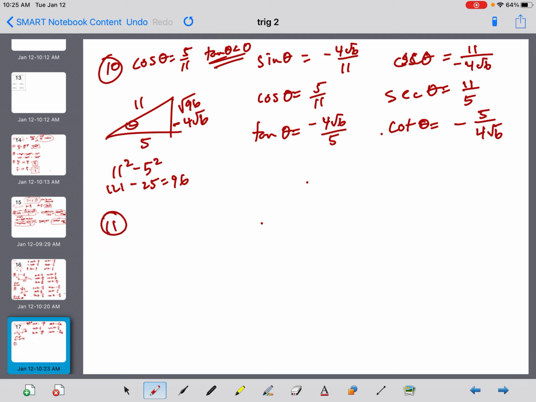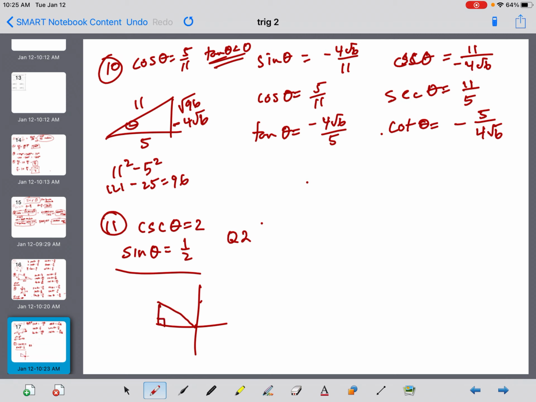Number 11 says that cosecant theta is equal to 2. Well, if cosecant theta is equal to 2, that means sine theta is 1/2. Now, it does say we're in quadrant 2. Quadrant 2 is negative, positive, so let's use this sine theta to build a right triangle over in quadrant 2. So we're going to build a right triangle over here, so it's going to be opposite over hypotenuse. This is going to be 1, and this is going to be 2. And there's our theta. So the x value is going to be negative, because in quadrant 2, the values are negative, positive.